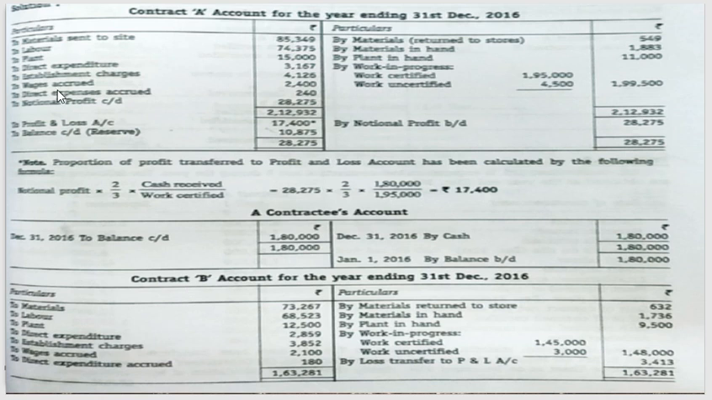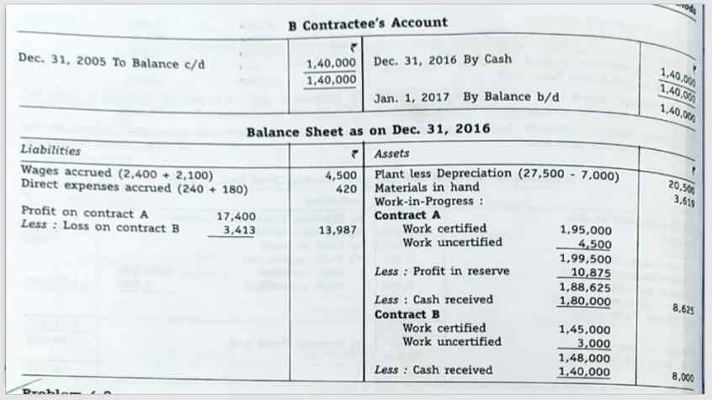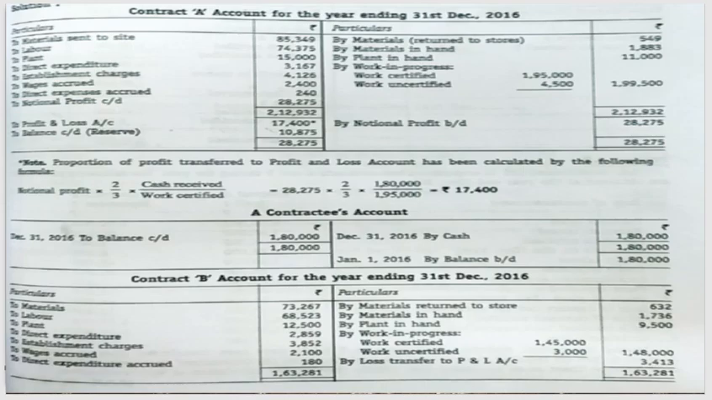So the same classification will be done like materials, labor, plant, direct expenditure, establishment charges, wages, direct expenditure will be recorded, and your credit items also will be recorded similar to contract A, which is by materials returned to stores, material in hand, plant in hand, then all your work in progress items.